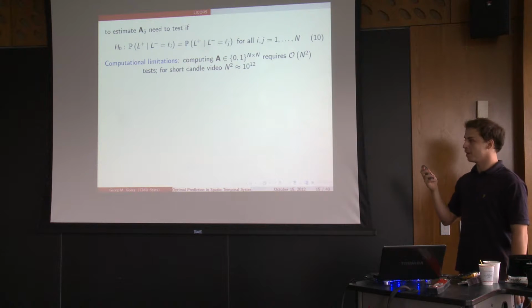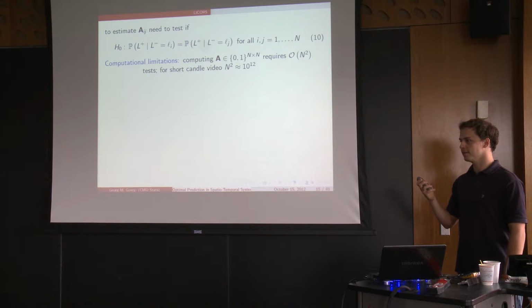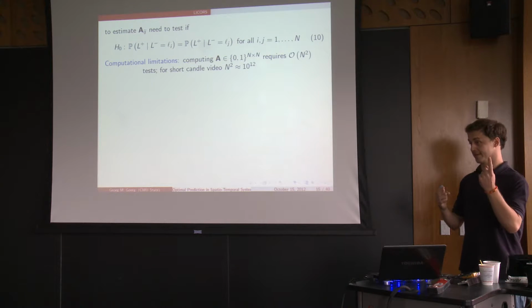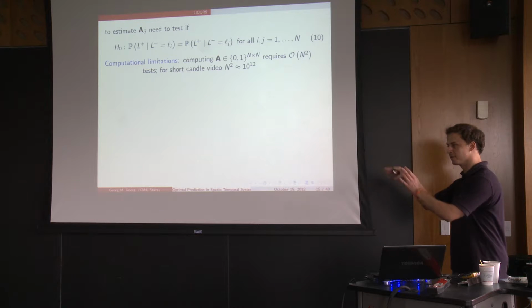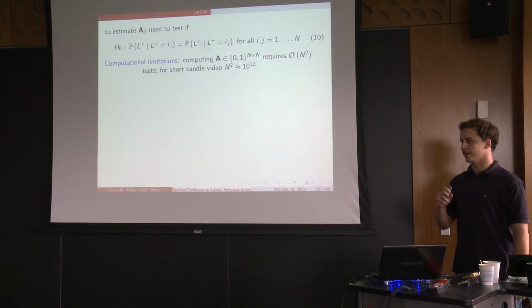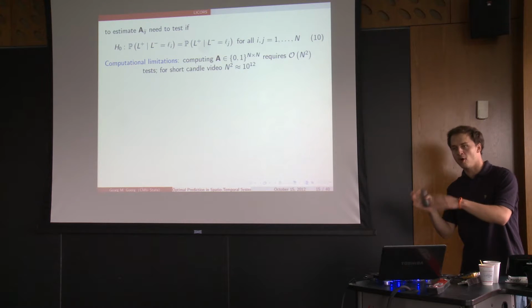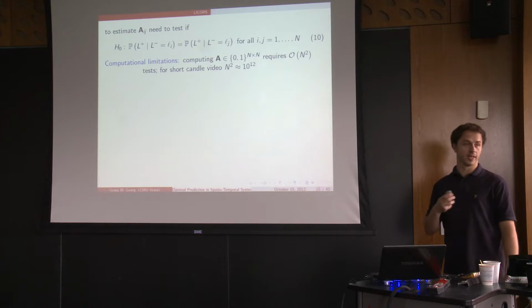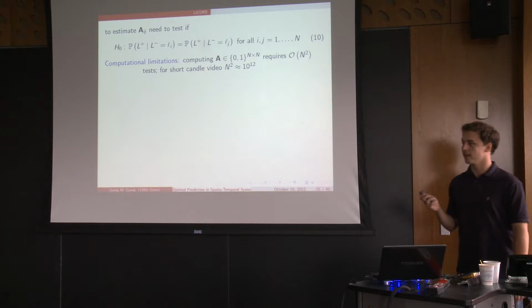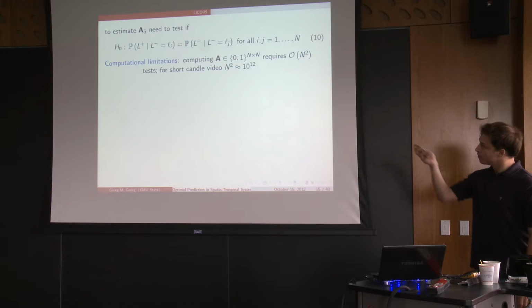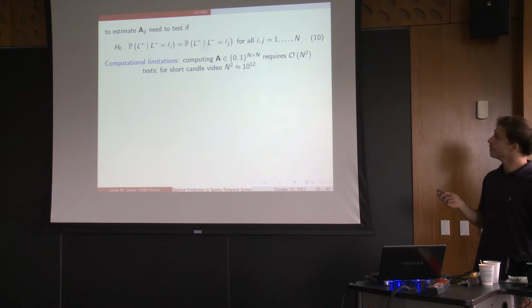Now you can see already where we have a problem. If I have a million data points, I have a million times a million matrix that I have to first estimate. I'm not even talking about doing some testing. Only to get the matrix, I have to make n squared tests. And each test also takes additional computations to get this value. So we can't really do it this way. I can't test all entries in that matrix. For the short candle video, I would have to make 10 to the 12 tests.